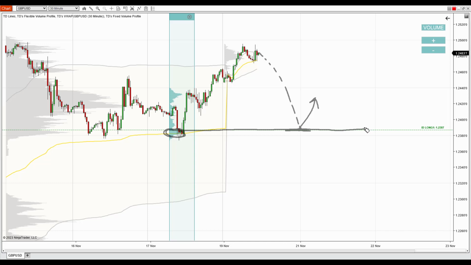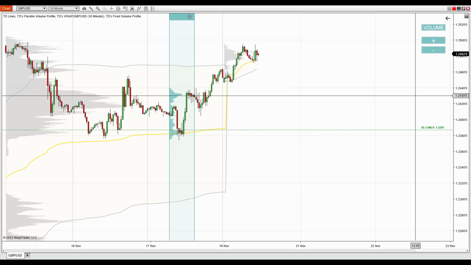All right, so this is the rejection setup, another one of my favorite volume profile setups. In this case, it's pointing to a long at 1.2387. Now let me go to the next chart.